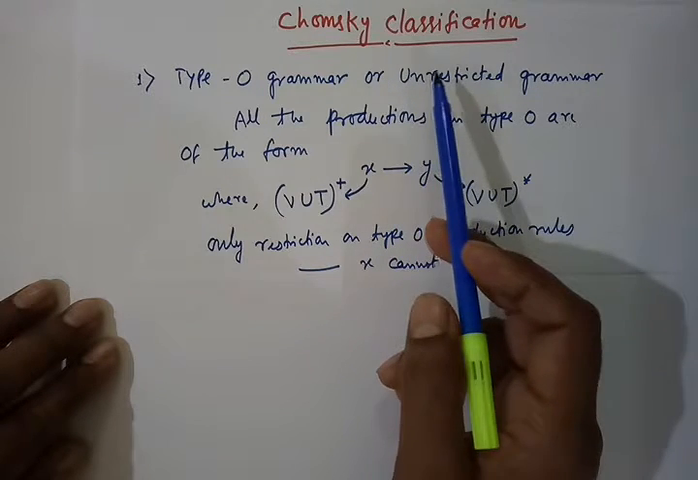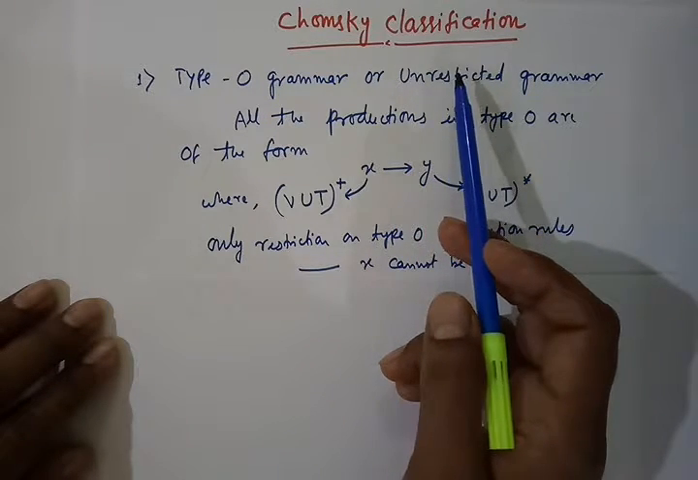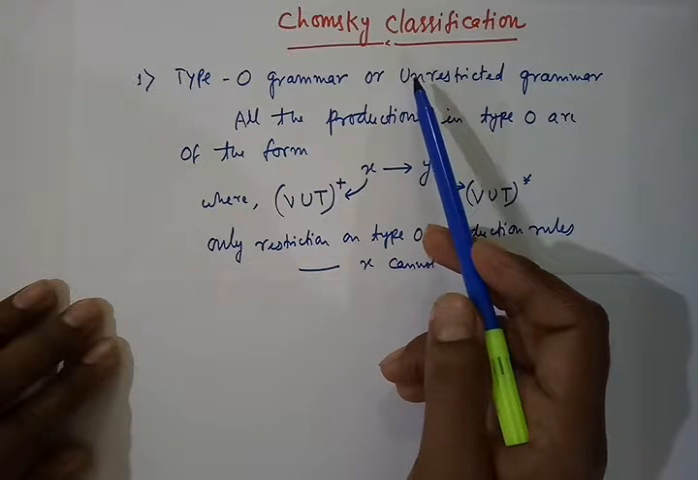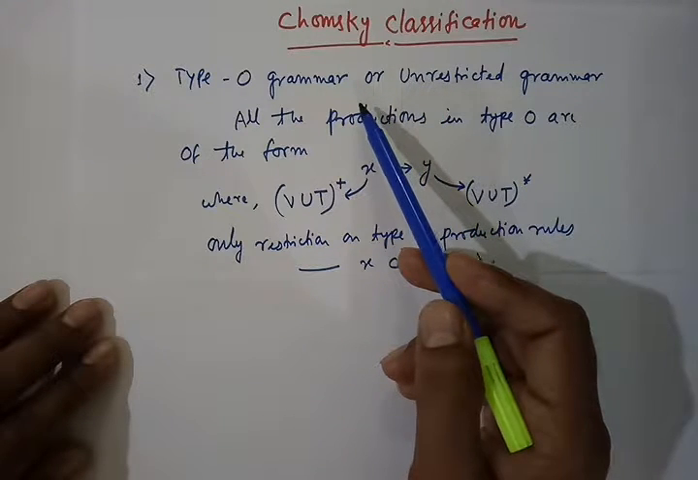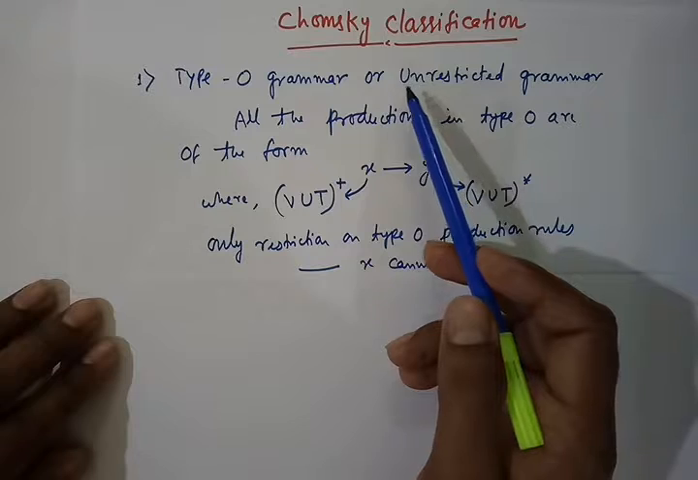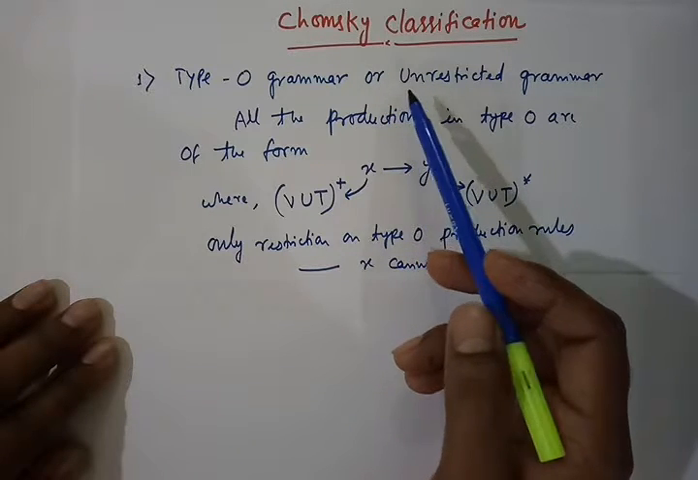In this lecture, we are going to discuss Chomsky classification. According to Chomsky, grammars are of four types: type 0, type 1, type 2, and type 3.